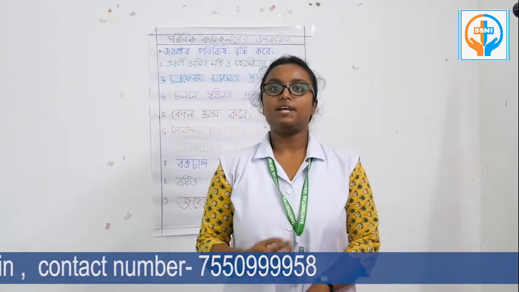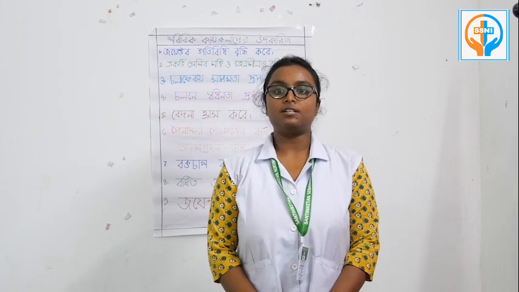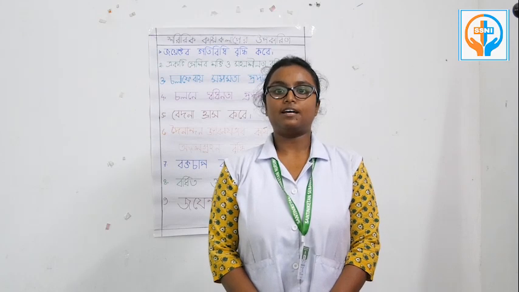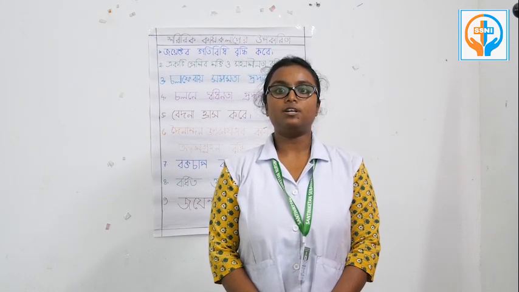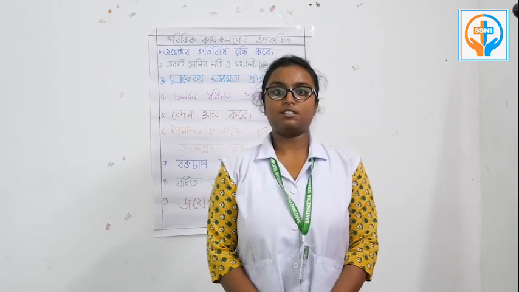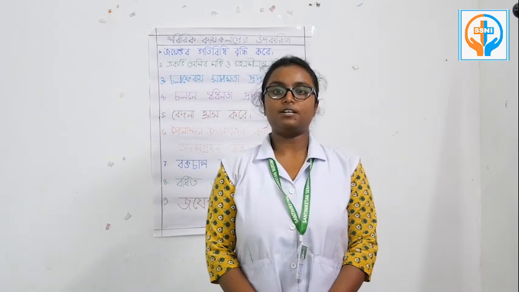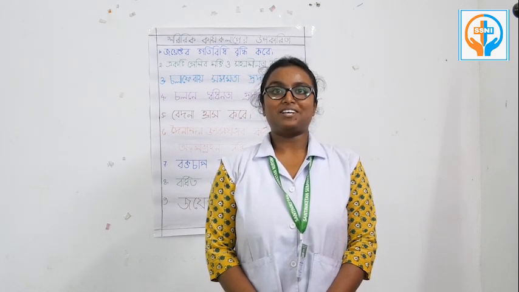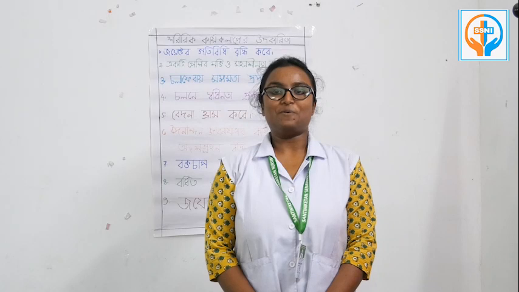Next, we are going to discuss the medical terminology of joint movements. First, abduction. Abduction is the movement of the joint away from the midline. And then adduction. Adduction is the movement of the joint toward the midline of the body. Next is flexion. Flexion is the bending of the body part. Then extension is the straightening of the body part.